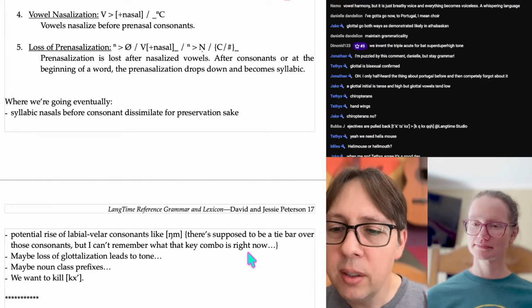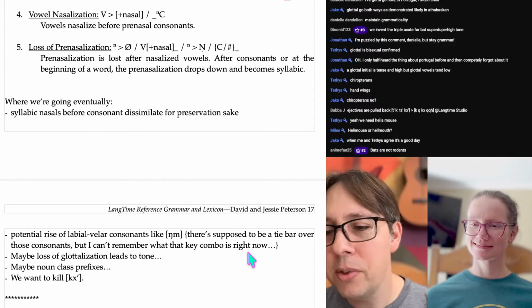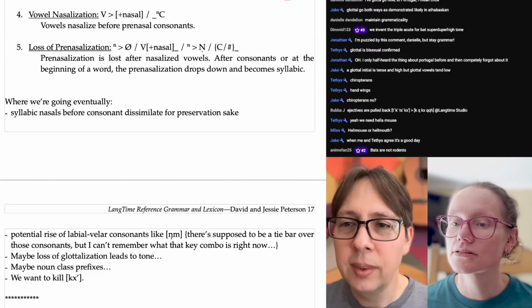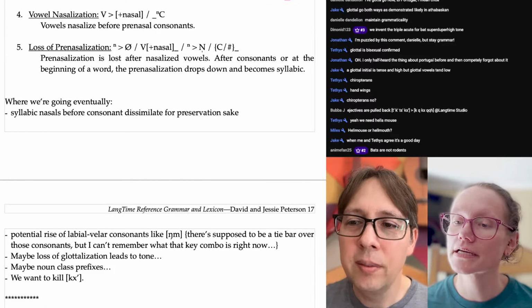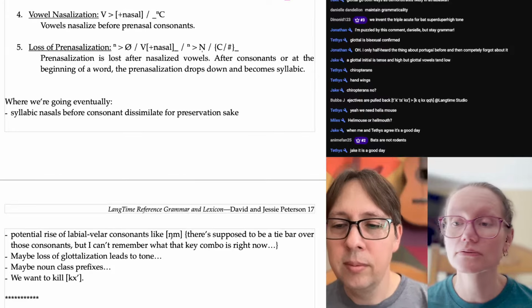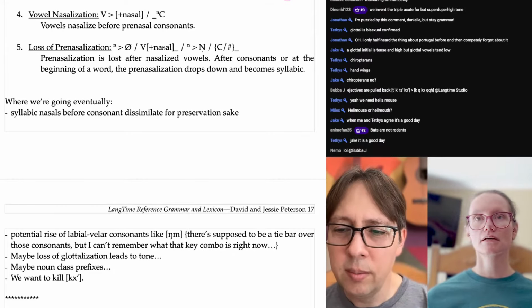Jake is saying a glottal initial is tense and high, but glottal vowels tend to be... I'm going to assume that's low. I can't see all of chat. Say that again, sorry? A glottal initial is tense and high, but glottal vowels tend low. Is that the comment? Yes. That was Jake's comment.